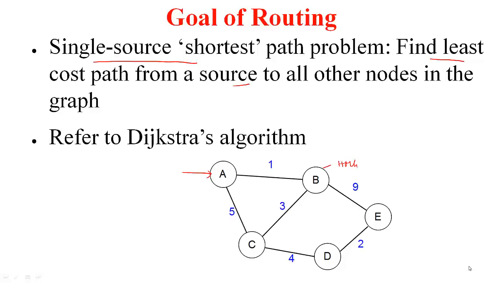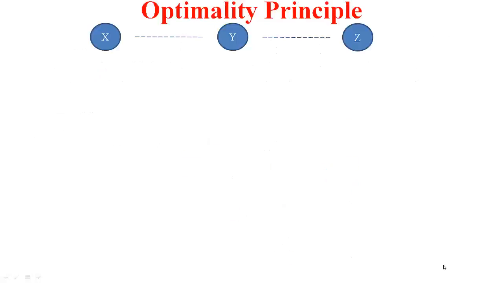So this is a very well studied problem in graph theory. If you have already done the subject, you would have come across Dijkstra's algorithm. But if you haven't done it, I would suggest that you read up on Dijkstra's algorithm. I will not get into the details of these algorithms as part of this course, but I will mention one principle that is employed by many of these routing protocols, that of the optimality principle.